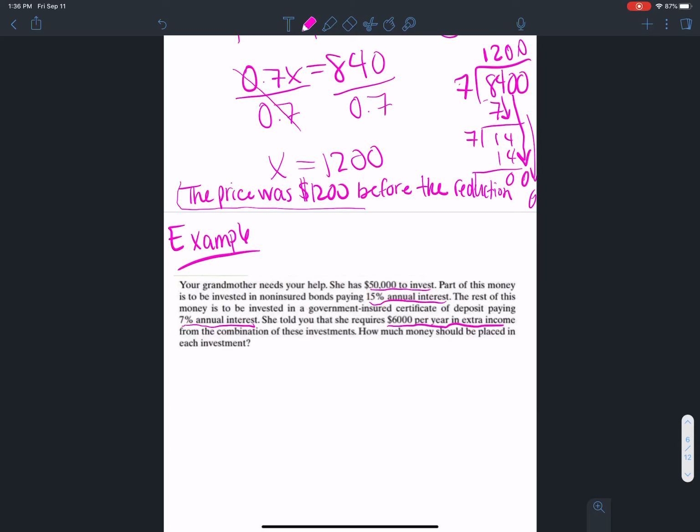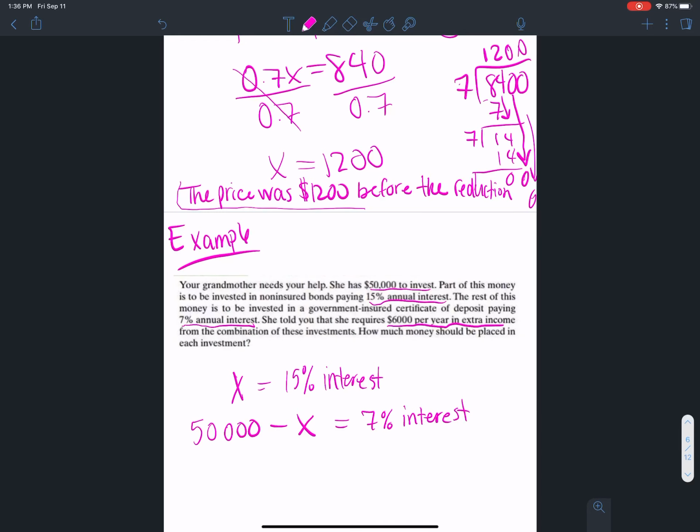So step 1, let's figure out our X. X is going to be the amount invested in the non-insured bonds at 15%. So I'm just going to say X is the one at 15% interest, right? And then from there, we know that she's going to take a certain amount and invest it, right? So she has $50,000. She's going to invest X amount, and then whatever's left over is going to be what she invests in the 7%. So the 7% interest. Okay?